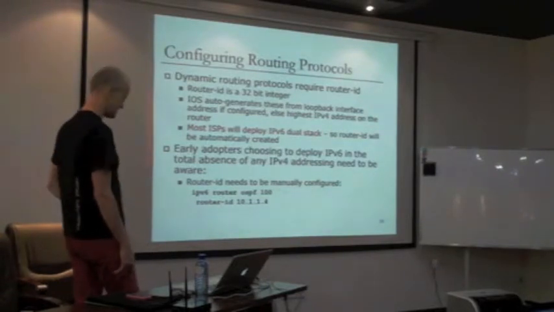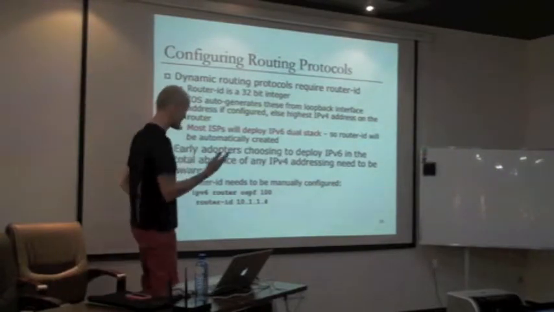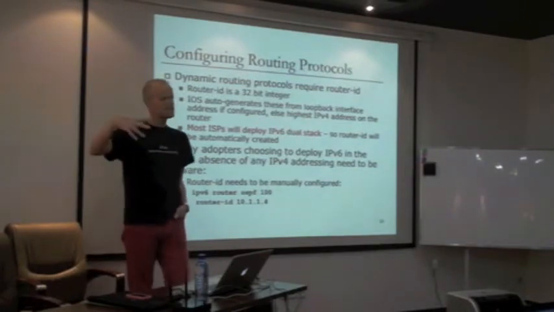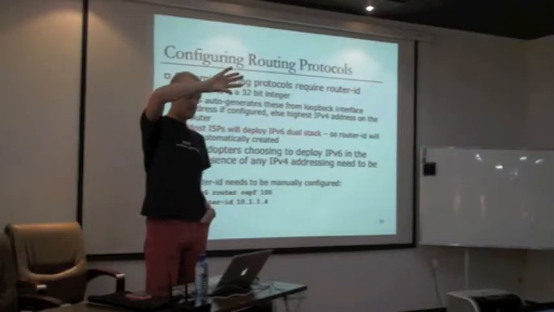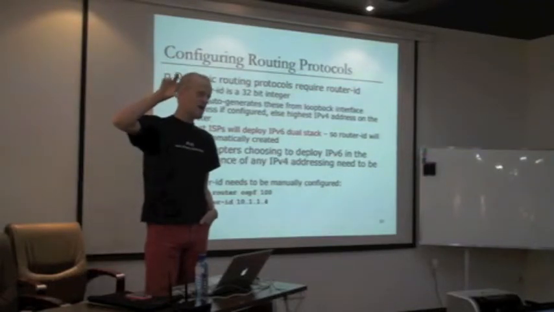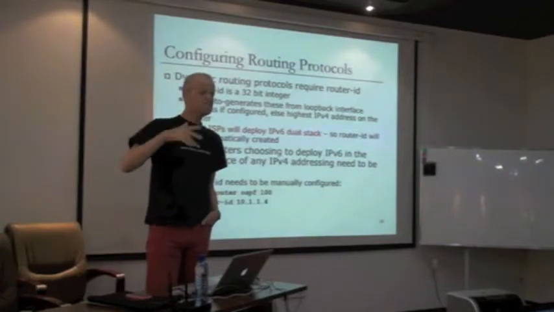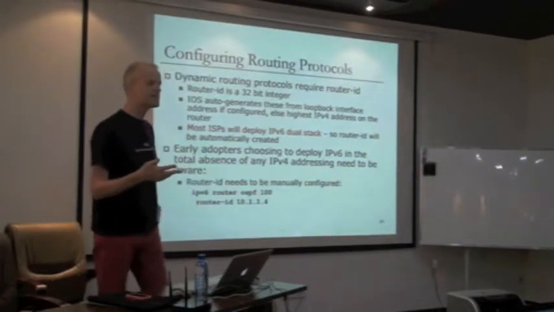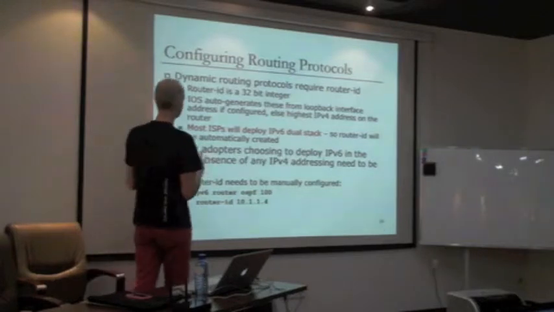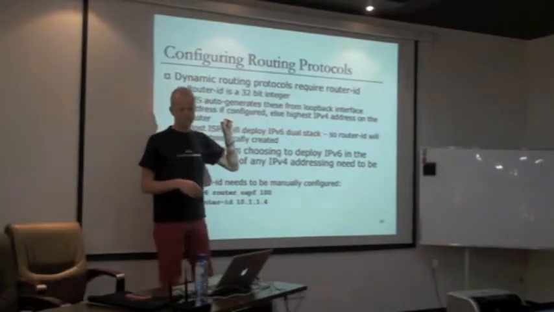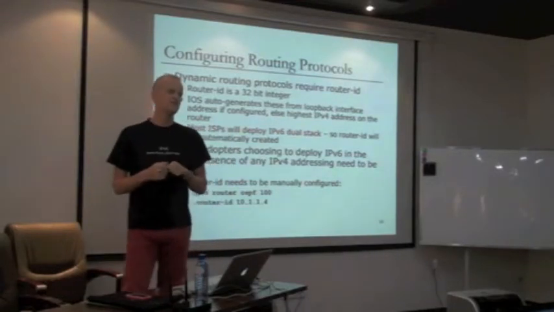Configuring the routing protocols. Well, with IPv4, we kind of glossed over this. I mentioned yesterday, BGP has this router ID. And also pointed out the OSPF router ID. It matters more when we come to do v6, because the router ID for a v6 protocol is still a 32-bit integer. It's still a 32-bit integer.